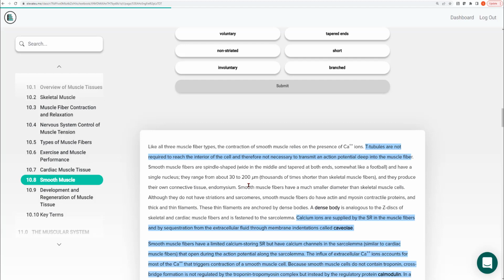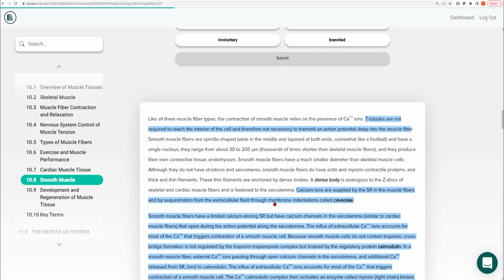A couple of things to remember. All three muscle types need calcium. So yes, calcium is necessary for smooth muscle as well. We've seen these spindle-shaped or fusiform shaped cells. They have a single nucleus. They are much, much smaller, much, much shorter than skeletal muscle cells. And they do not have the striations. Okay, so those are all the facts that I want you to know about smooth muscle.